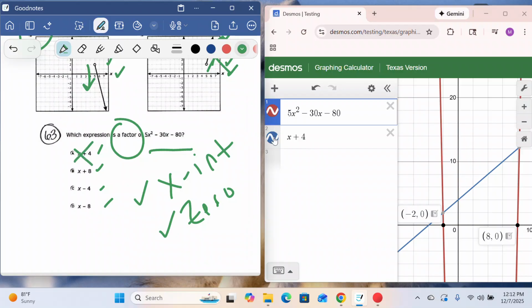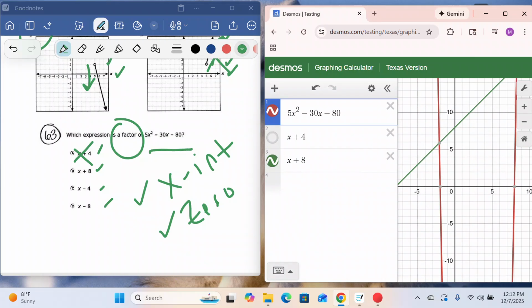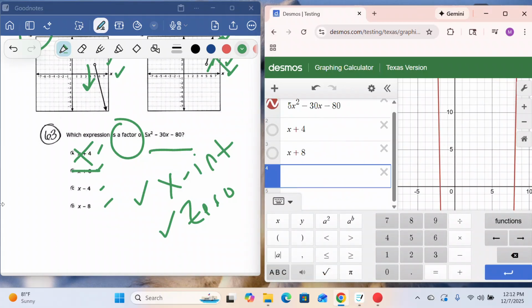Then I take off the color, and I input the next one, x plus 8. Does it pass through my zeros? Does it pass through my x-intercepts? I want to see. Nope. It doesn't pass through my zeros or my x-intercepts, so this one is wrong. Then I go to my next one, I take this one off, and I input this one, and I go x minus 4.